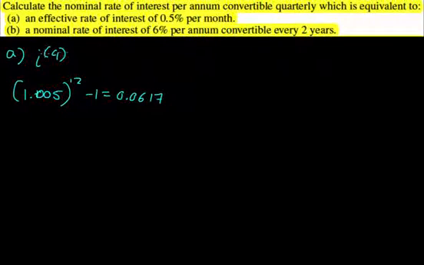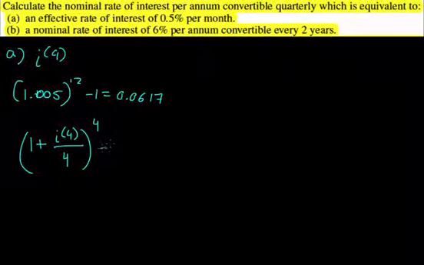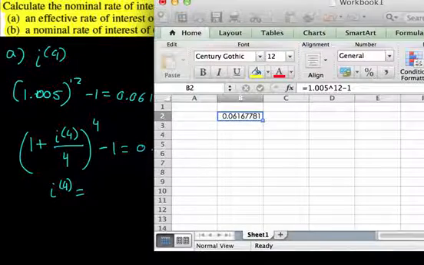And now we're just going to find what annual rate matches this. So what nominal rate convertible quarterly fits there. We're just going to say 1 plus this i(4) over 4, to the power of 4, that's the annual rate, so some effective rate compounded quarterly, minus 1 is going to equal this rate over here. Okay, so let's find out what i(4) is using Excel, or on the exam, your calculator.